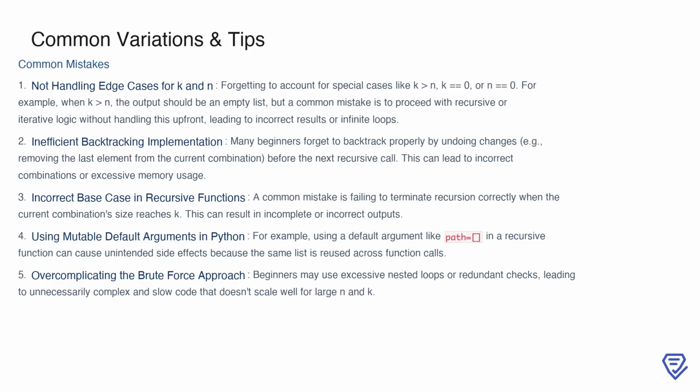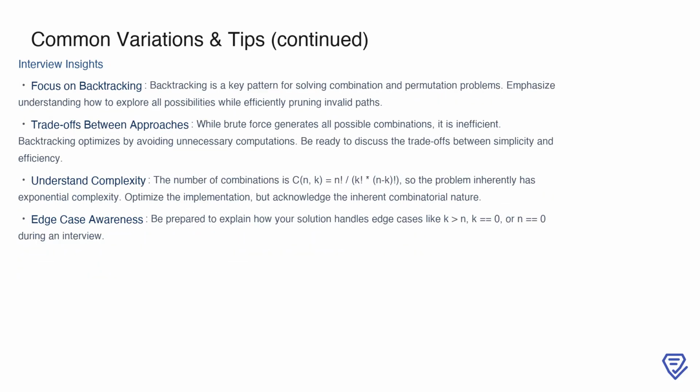Finally, some beginners overcomplicate brute force solutions by introducing unnecessary nested loops or redundant checks, which makes the code harder to debug and less efficient for larger inputs. When solving combination problems in interviews, understanding backtracking is crucial. This technique allows you to explore all possible combinations systematically while pruning paths that don't lead to valid solutions. It's efficient and elegant compared to brute force approaches.